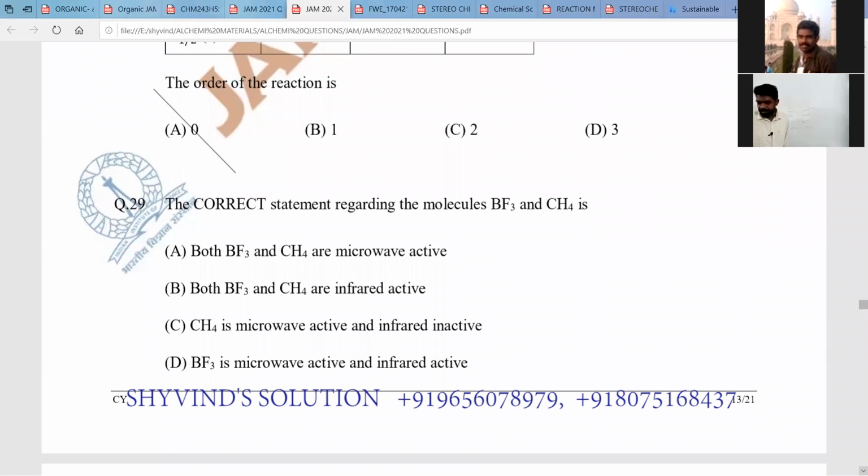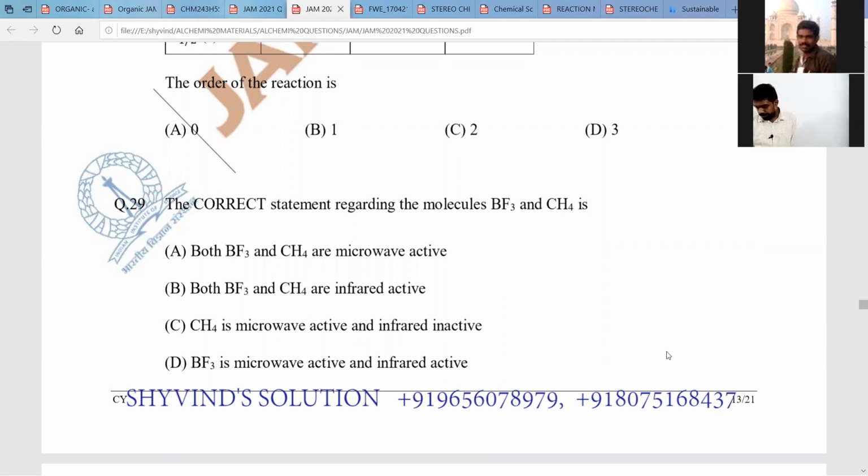The correct statement regarding the molecules BF3 and CH4 is... this question is from spectroscopy.